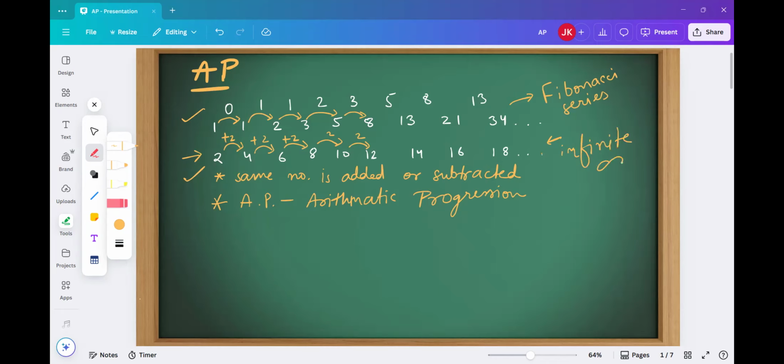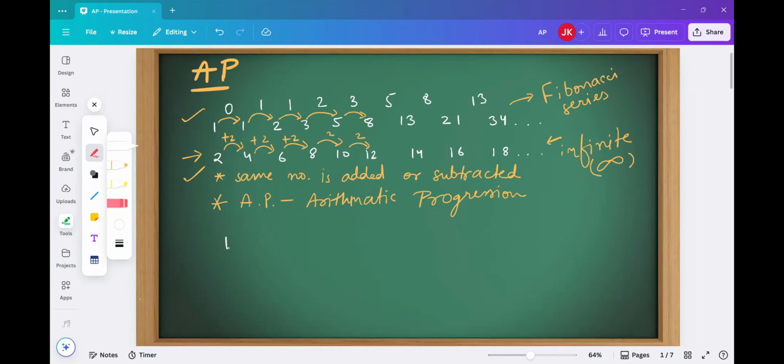We can also write it like this with the help of this sign. So you can write any numbers. That's why it can go infinite, or it can be finite. For example, say this.